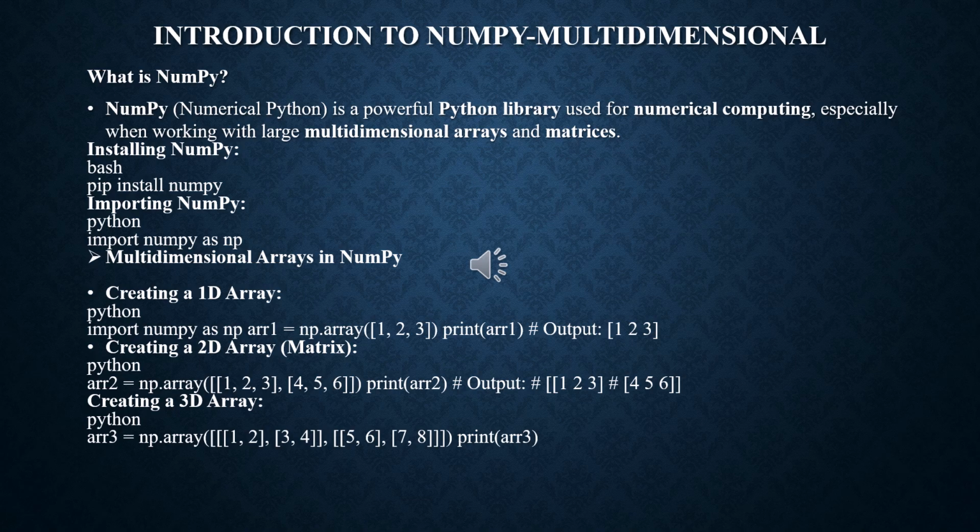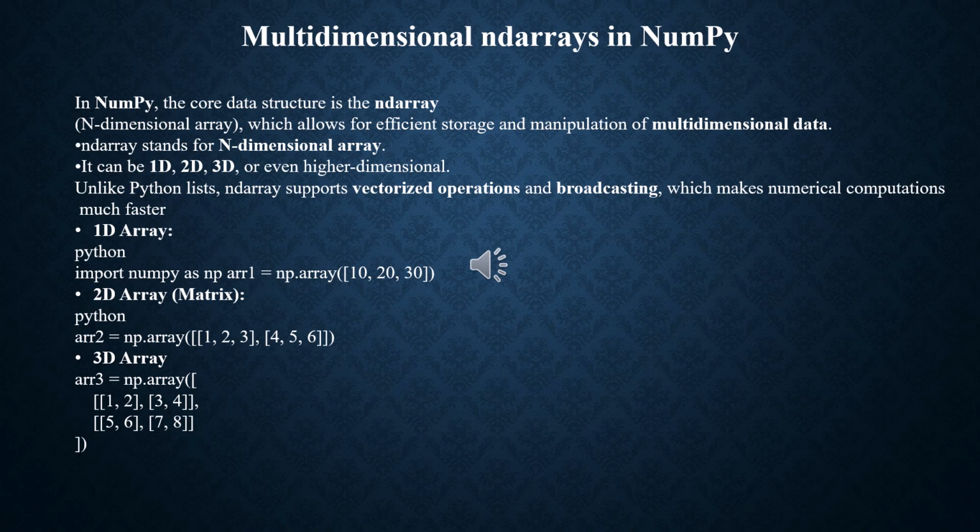Now for the 2D array, you write it in a two-array format: 1, 2, 3 and 4, 5, 6. When you print array2, the output is 1, 2, 3 and 4, 5, 6. To create the 3D array, use 1, 2, 3, 4, 5, 6, 7, 8. Like that you can create the 1D array, 2D array and 3D array.